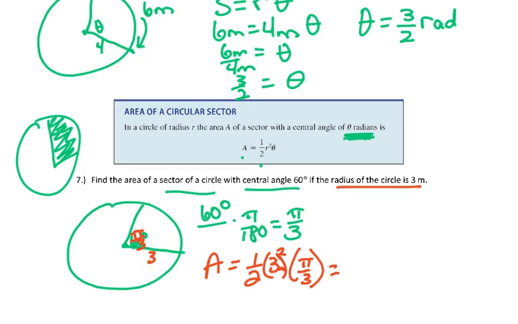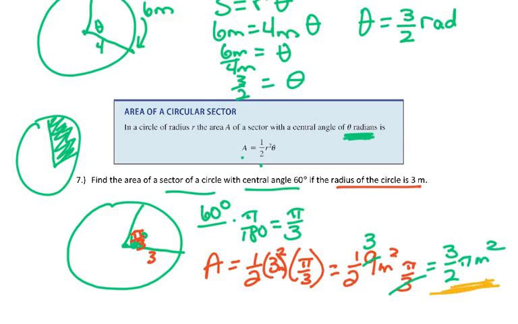So if I work this out, I'm going to get 1/2 times 9 meters squared times pi over 3. If I simplify this, the 3 here will cancel with the 9, and I will have 3 over 2 pi meters squared. And that 3/2 pi meters squared represents the area of this sector right there.